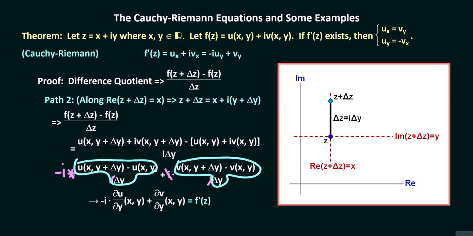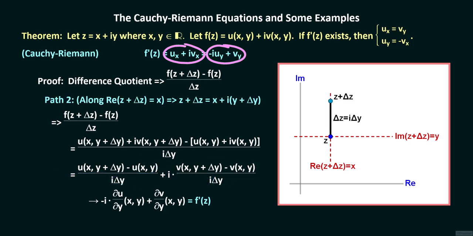So if f prime of z were to exist, these two formulas should be equal. Recall that if two complex numbers are equal, their real parts should be equal, so that u sub x equals v sub y. Their imaginary parts should be equal as well, so that minus u sub y equals v sub x, or that u sub y equals minus v sub x. And so we have the Cauchy Riemann equations.